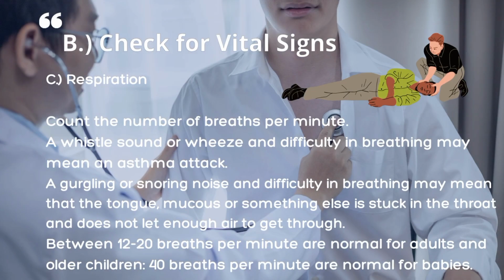Respiration. Count the number of breaths per minute. A whistle sound or wheeze, and difficulty in breathing may mean an asthma attack. A gurgling or snoring noise and difficulty in breathing may mean that the tongue, mucus, or something else is stuck in the throat and does not let enough air get through. Between 12 to 20 breaths per minute are normal for adults and older children. 40 breaths per minute are normal for babies.